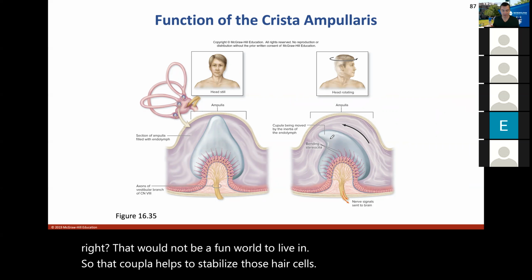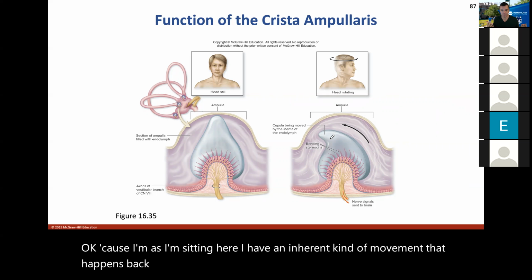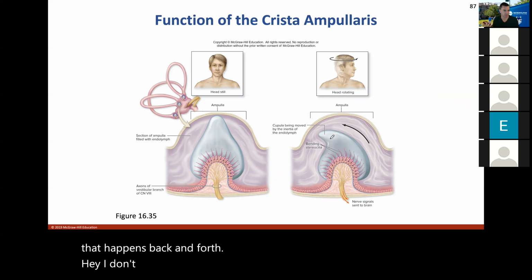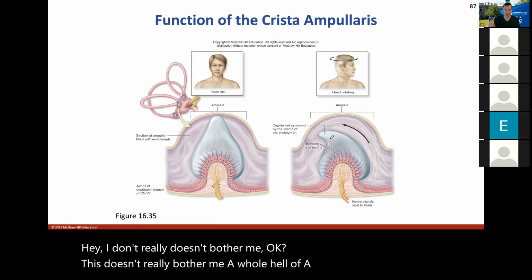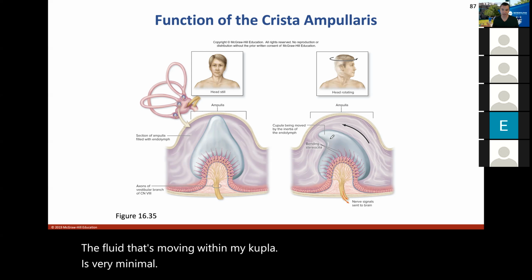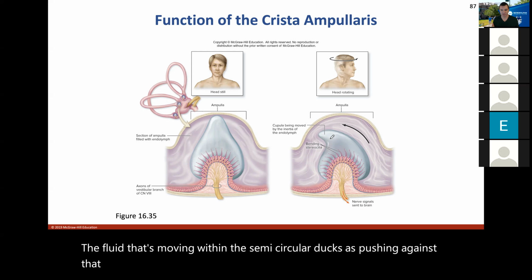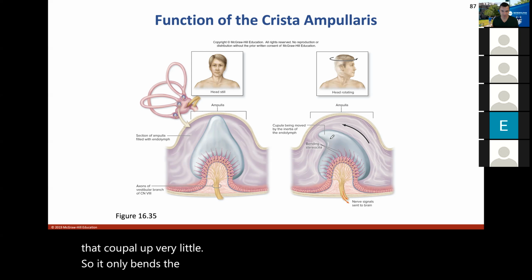Okay, because as I'm sitting here, I have an inherent kind of movement that happens back and forth. Okay, and doesn't bother me. This doesn't really bother me a whole hell of a lot. The fluid that's moving within my cupola is very minimal. So the fluid that's moving within the semicircular ducts is pushing against that cupola very little. So it only bends the hairs a little bit.